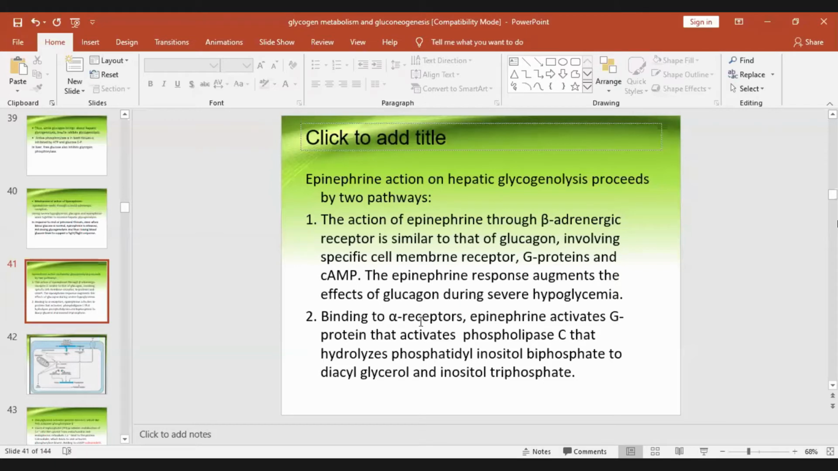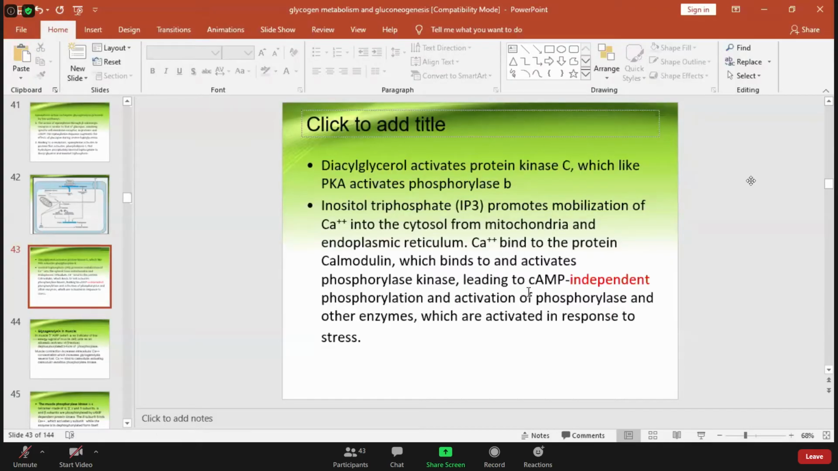Whereas on binding to alpha receptors, epinephrine activates a G protein that activates phospholipase C, which hydrolyzes phosphatidyl inositol bisphosphate. This is a cyclic AMP independent phosphorylation, and that's what you should remember. Cyclic AMP does not have a role in this inositol triphosphate, phospholipase C action, or phosphatidyl inositol bisphosphate action.